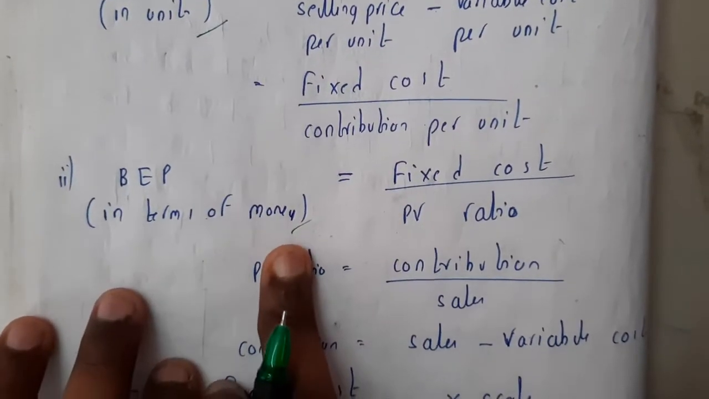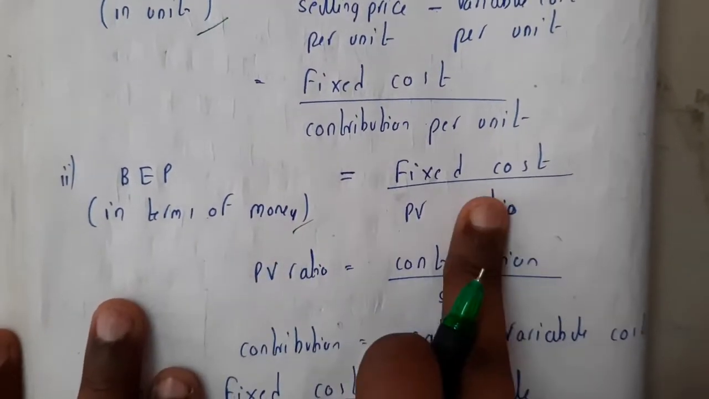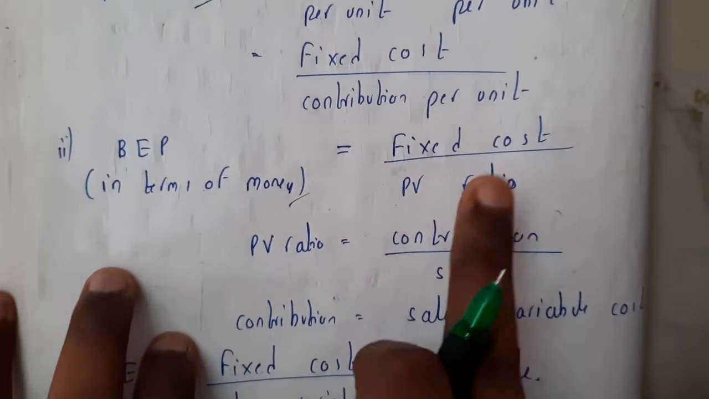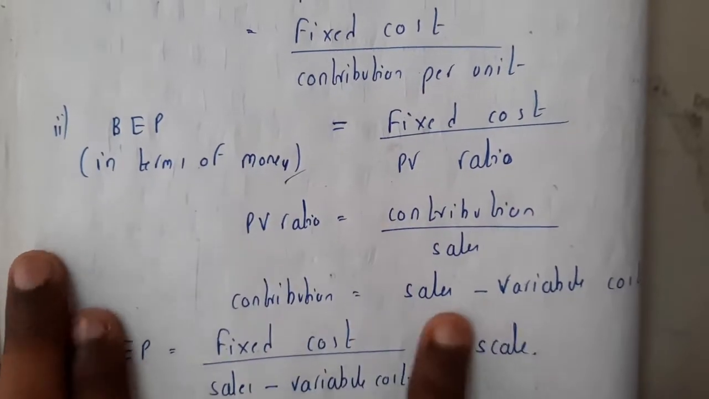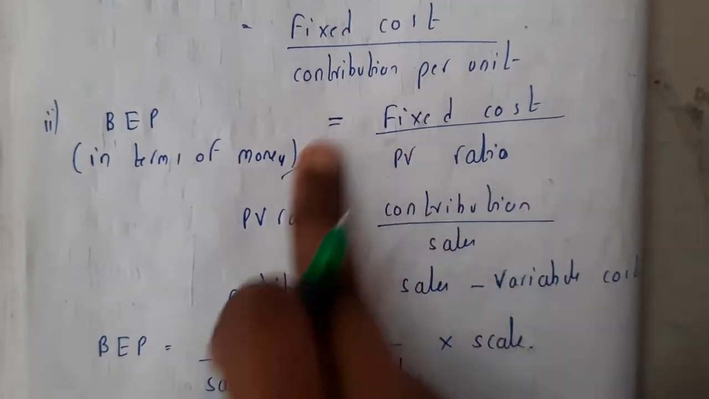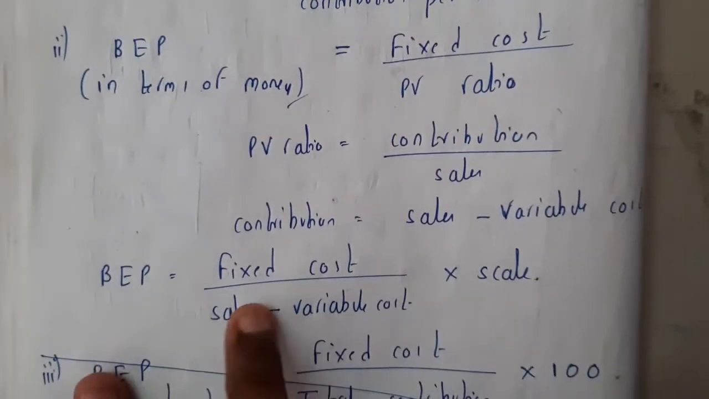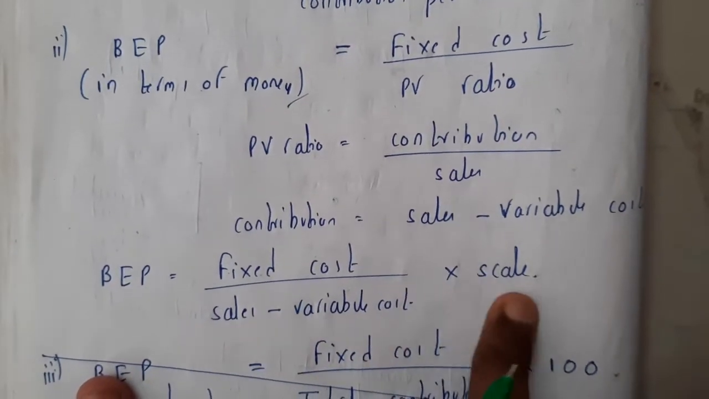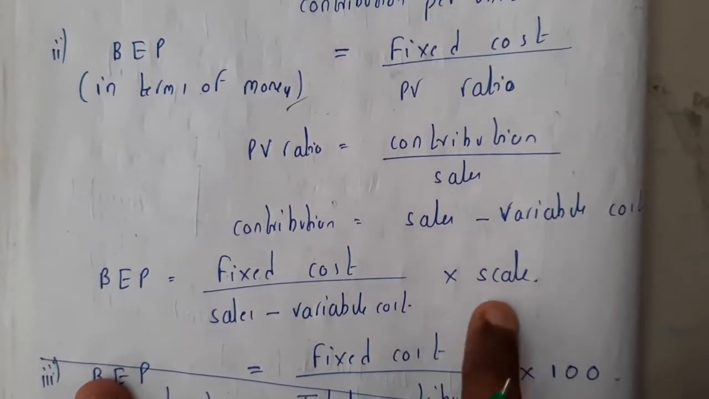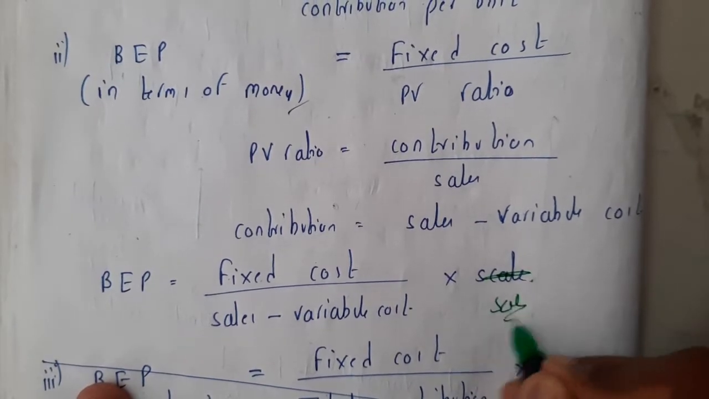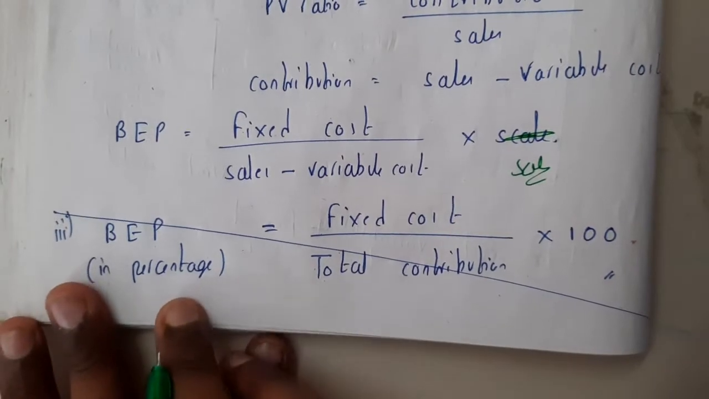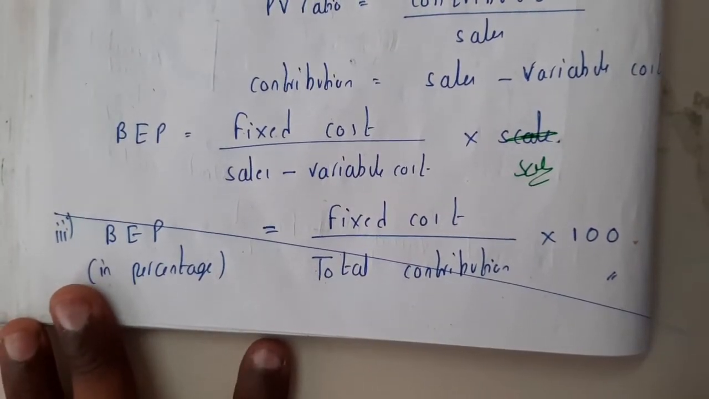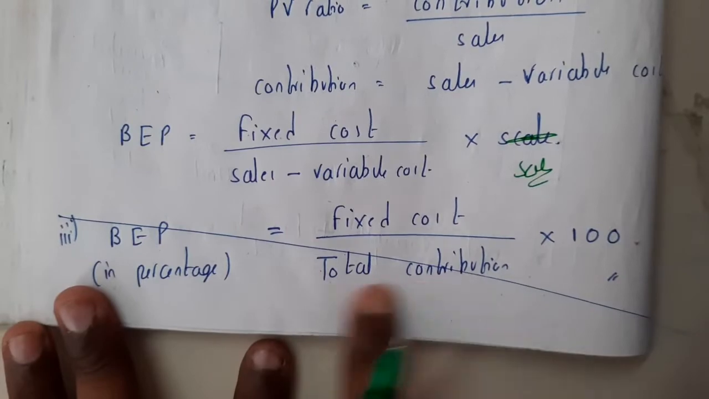Break-even point in terms of money is fixed cost divided by PV ratio. PV ratio is contribution by sales, whereas contribution is sales minus variable cost. If you substitute all the formulas in the above one, you get fixed cost divided by sales minus variable cost, times sales. Now I hope everyone got a small idea. Similarly, we will also have break-even point in percentage; it is better to check it on Google, as I think I have written it wrong.